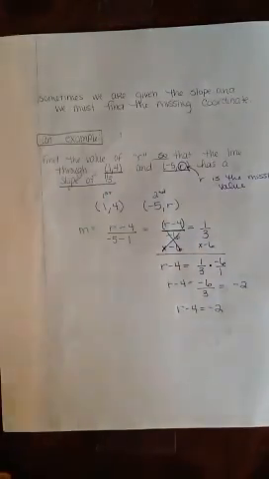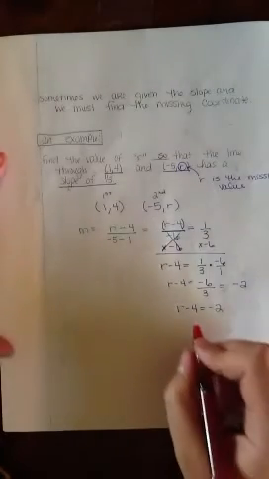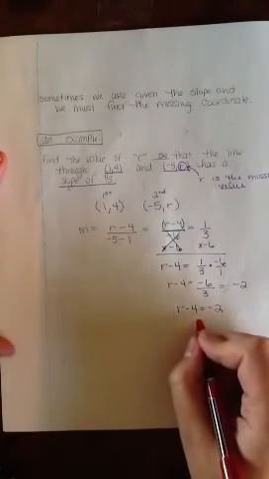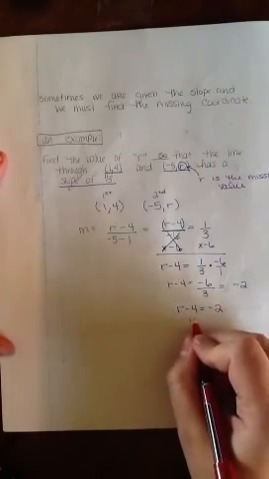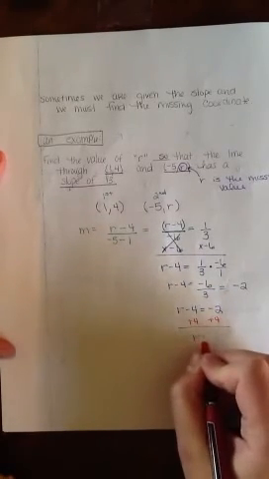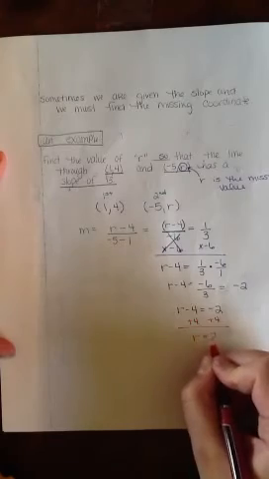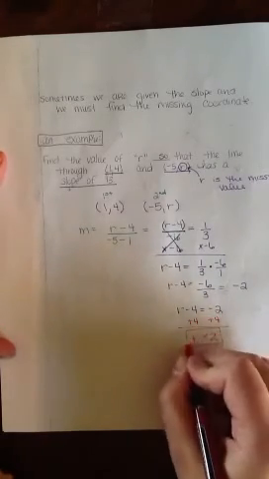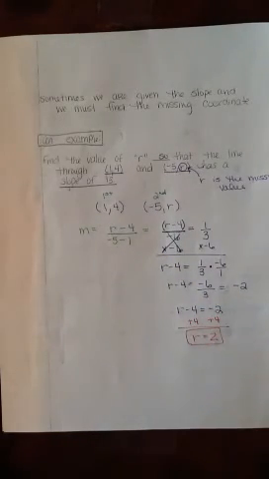The last step here to solve for r is to undo the subtraction of 4. And I do that by adding 4 to both sides. And I get r equals +2. And that is the missing value. That's the end of our notes.